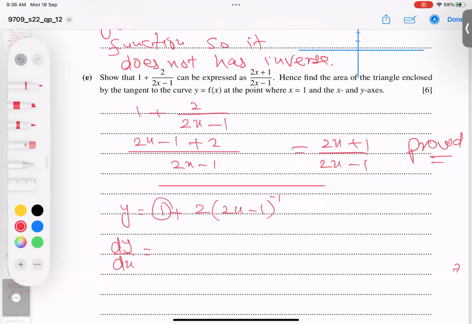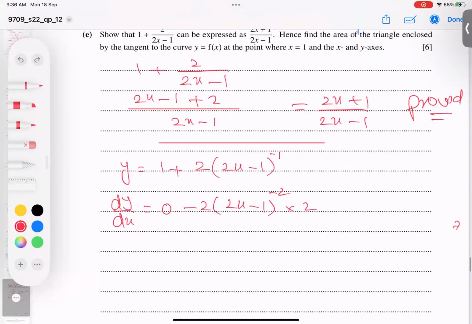The derivative of 1 is 0. The power comes down and multiplies, and the power goes 1 less. And times the base derivative, which is 2, because the derivative of 1 is 0 and of 2x becomes 2. So 2 minus 0 is 2. I think it is very, very clear. So ultimately I get the gradient, negative 4 over (2x minus 1) squared. This is dy over dx.